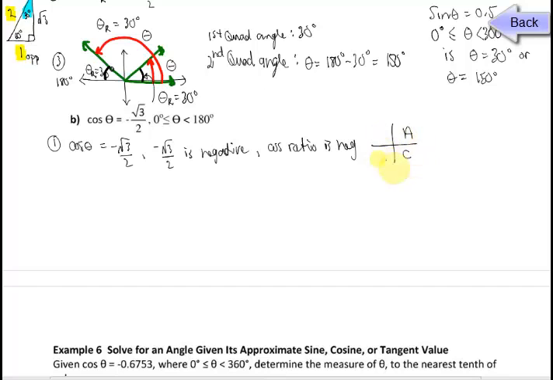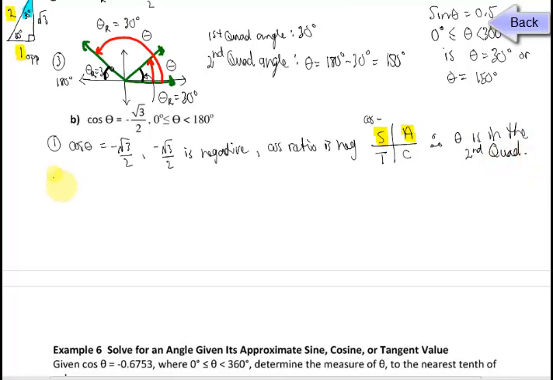And so where are we going to find that cosine is negative? So we take out our CAST diagram. And like I said, it can only be the first or the second quadrant. So we need to determine where cosine is negative. Well, in the first quadrant, all our trig ratios are positive, so it can't be a first quadrant angle. But in the second quadrant, it's only sine that's positive. Cosine is negative here in the second quadrant. So therefore, theta is in the second quadrant.